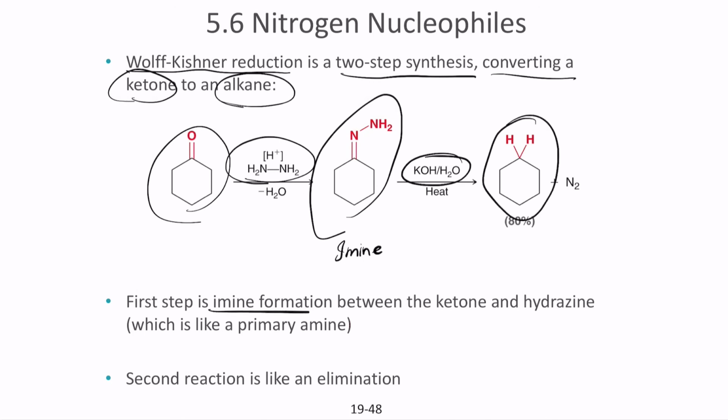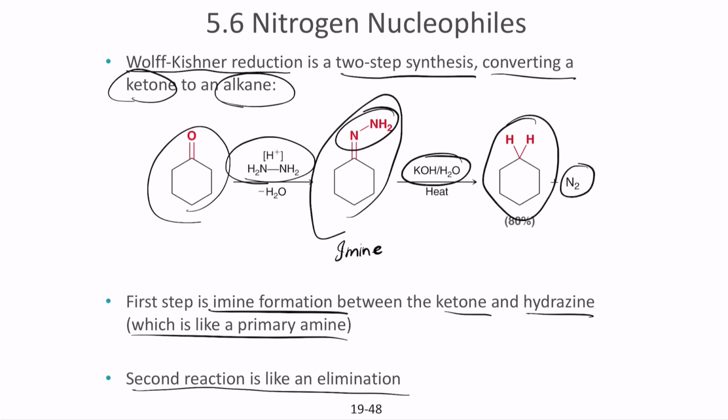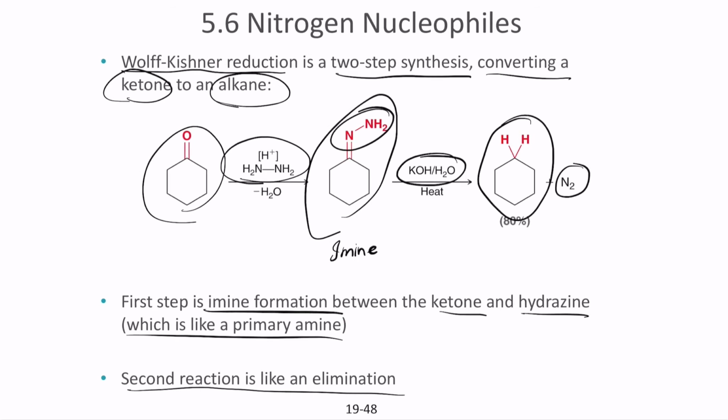The first step is the imine formation between the ketone and hydrazine, which is the primary amine, and the second step is the elimination of that entire group. The removal results in nitrogen formation, nitrogen removal, whereas the hydrogen goes back and forms bonds with the carbon that was originally bonded to the nitrogen.